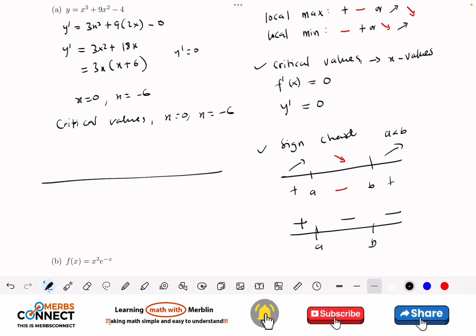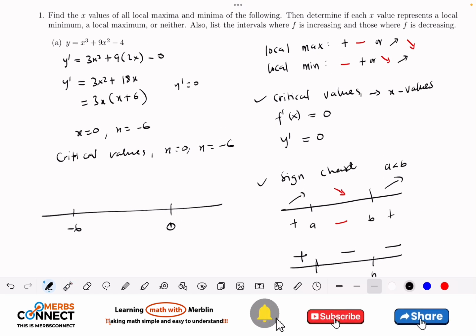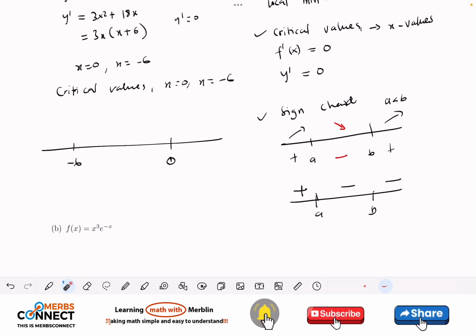The sign chart goes like this. As I said, a should be less than b, so that a can come first. So the least value here is minus 6, so we are going to have minus 6 and 0. What we are going to do is pick some value here, then we test it. We pick any value here, then we test it. We pick another value here and we test it.